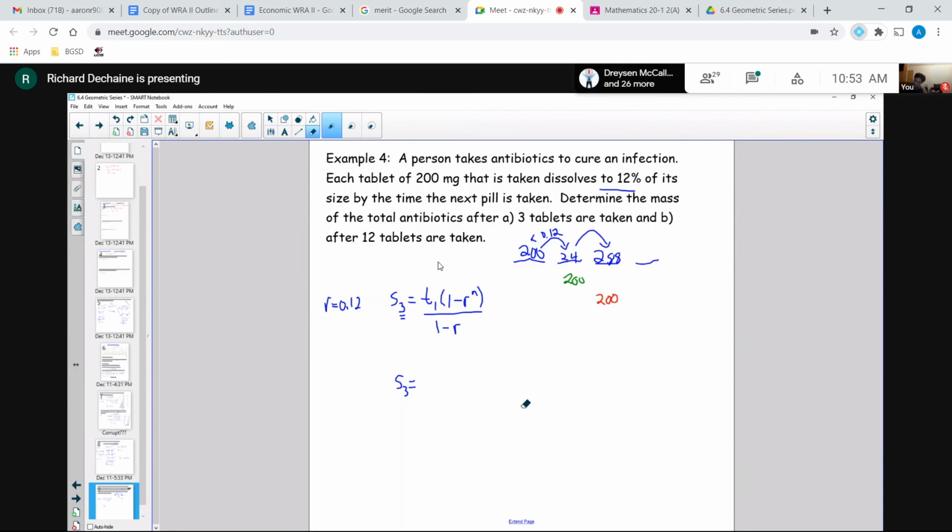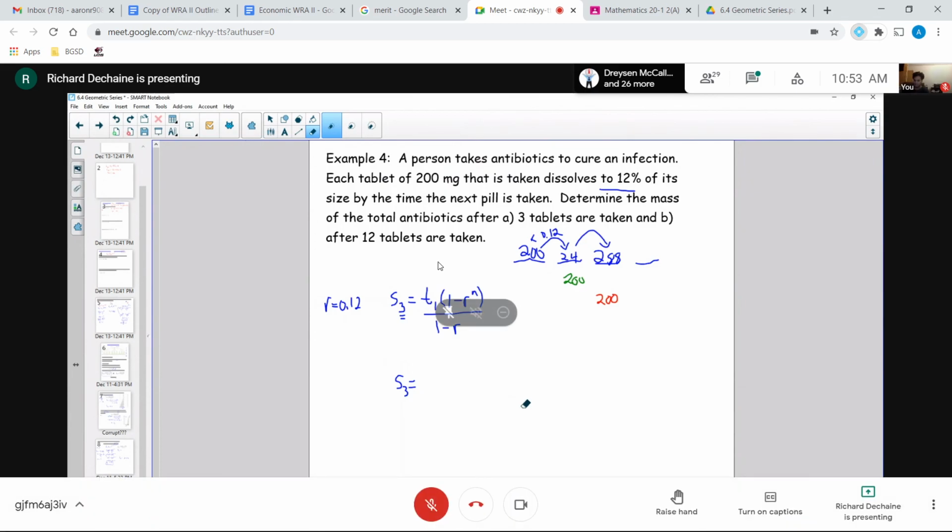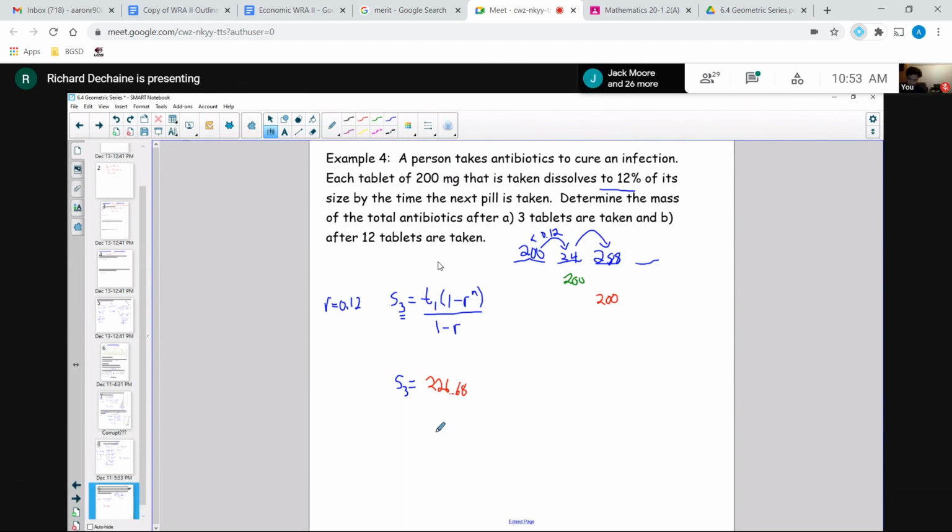Okay, anybody got an S3 answer? Maddie, what do you got for S3? I got 226.88. Very, very close. I might have screwed up. I had 226.68. But that's similar to what you said, right? Yeah, okay.